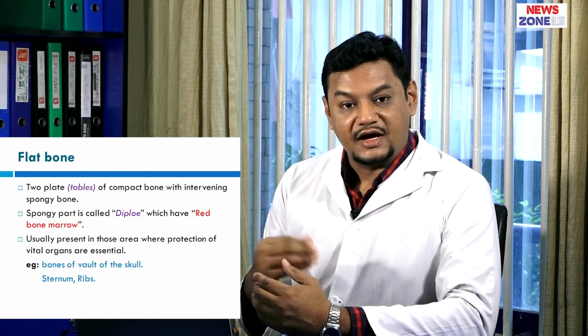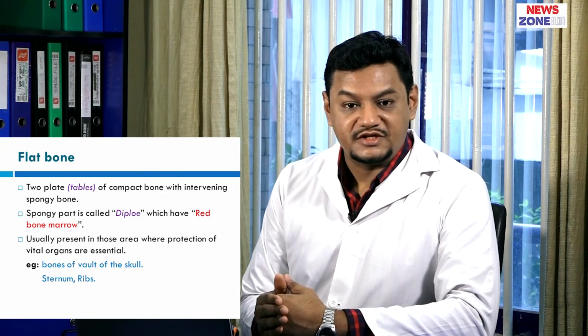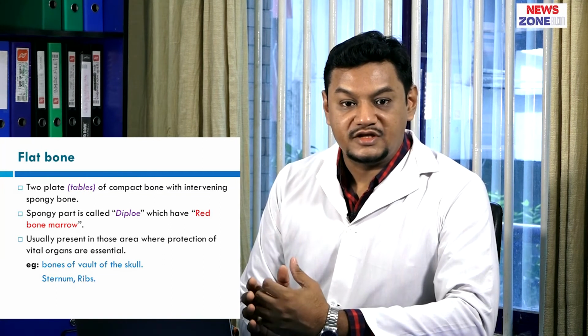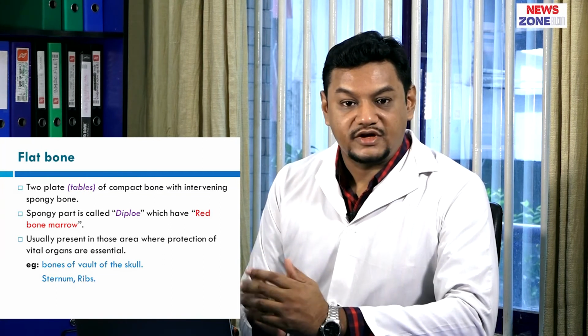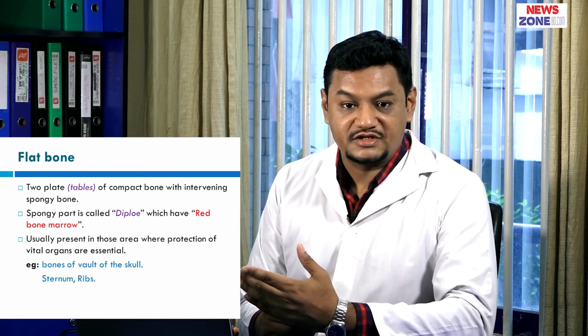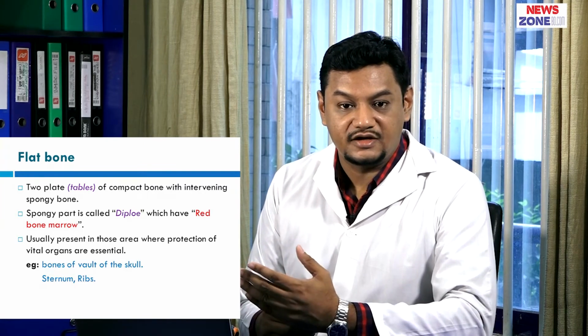Now, these flat bones are present in the most important areas of our body. For example, in case of the skull, it is protecting the brain. In case of the thoracic cage, the flat bones, which are the sternum and the ribs, are protecting the heart and the lungs.